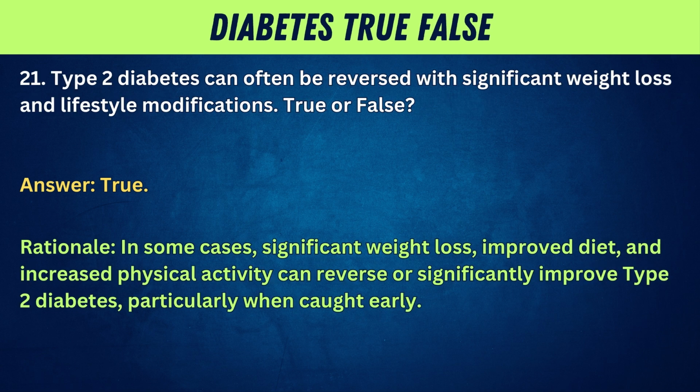21. Type 2 diabetes can often be reversed with significant weight loss and lifestyle modifications. True or false? Answer: true. Rationale: in some cases, significant weight loss, improved diet, and increased physical activity can reverse or significantly improve type 2 diabetes, particularly when caught early.